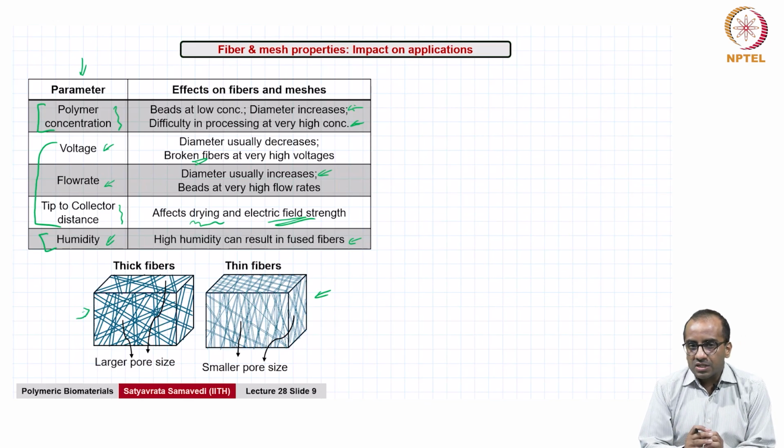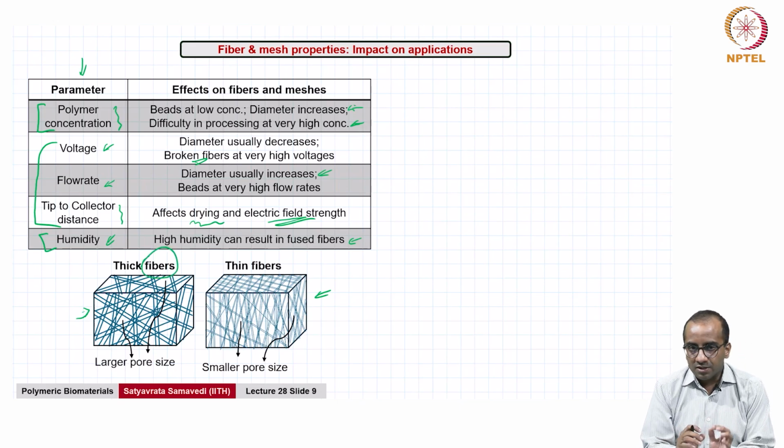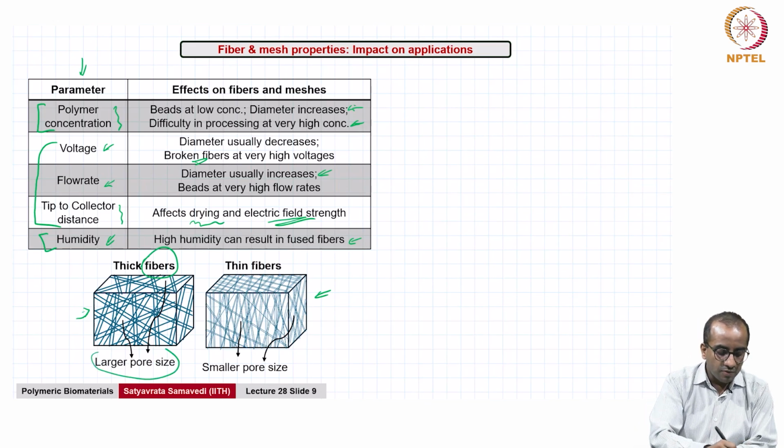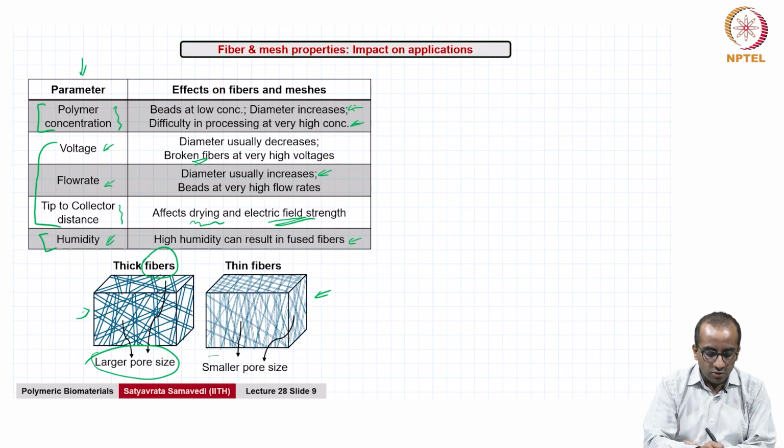Electrospun meshes are extremely porous. They can be 80-90% porous. In fact, most of it is air, and they're very, very light. But pore size, which is another property, also depends on fiber diameter. If you have very thick fibers, very large fiber diameters, the fibers will not pack as tightly, leading to larger pores. And if you have very thin fibers, fibers will pack more tightly, leading to smaller pores.